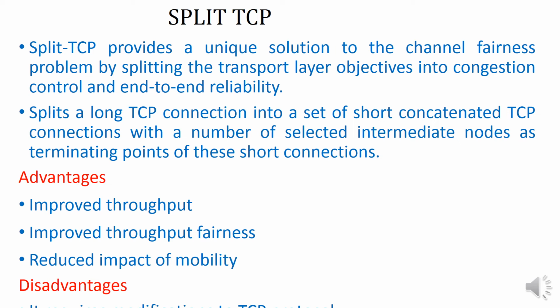Split-TCP provides a unique solution to the channel fairness problem, splitting the transport layer objective into congestion control and end-to-end reliability. It splits a long transport connection into short concatenated TCP connections, with a number of selected intermediate nodes as terminating points of these short connections. Advantages: improved throughput fairness and reduced impact of mobility.